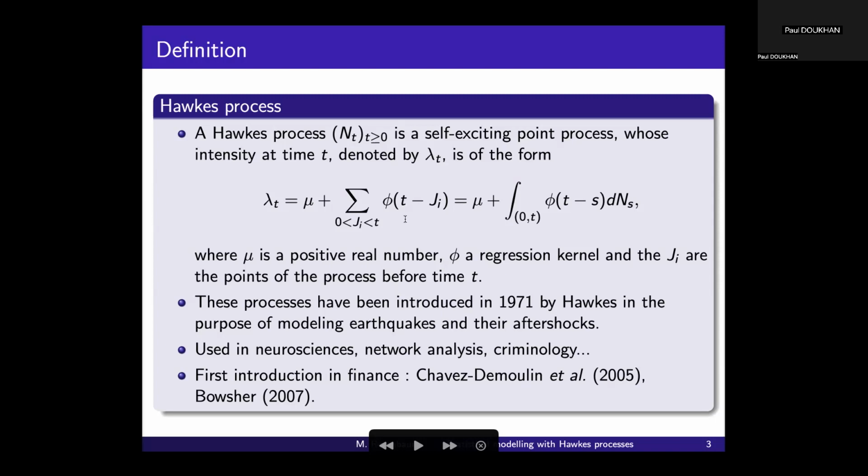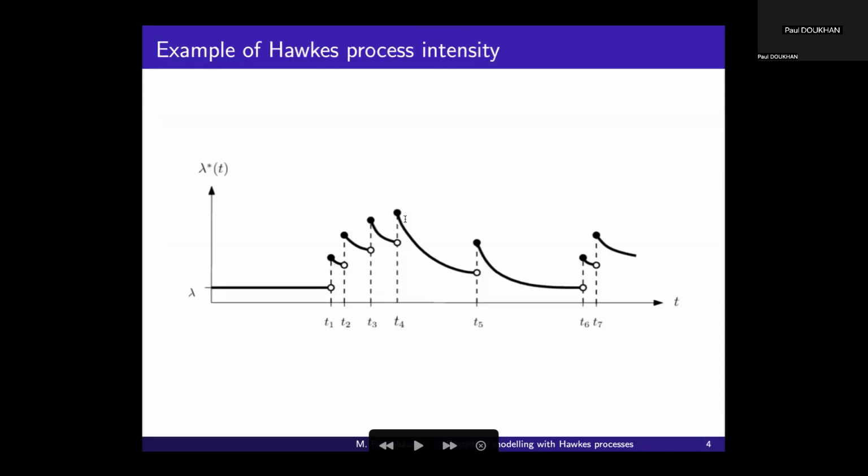But this intensity can explode to infinity in a time. So yeah, we're going to talk about that in the next slide. It's going to be one of the crucial points here. It's used in neuroscience, network analysis, and also in finance. We'll talk about it.